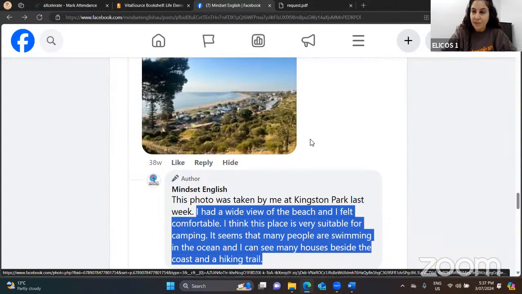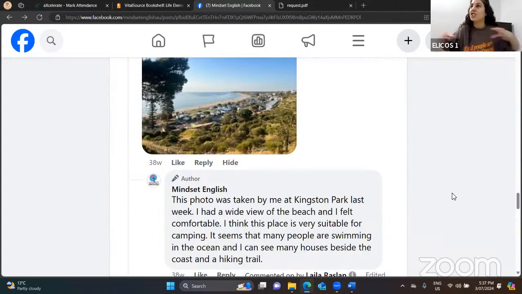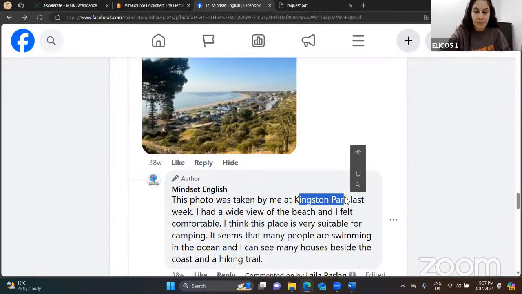and I can see many houses beside the coast and a hiking trail. Okay, so that's good. She told us what she could see when she was at the beach. So Kingston Park. She told us the name and when. She went last week.